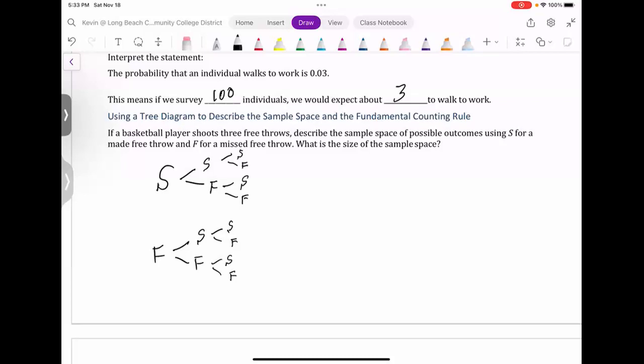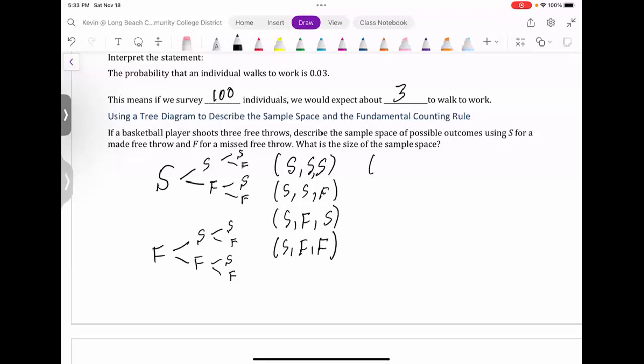And I'm going to write out the entire sample space. So S, S, S, success, success, success; success, success, failure; success, failure, success; and success, failure, failure. Next up, failure, success, success; failure, success, failure; failure, failure, success; and failure, failure, failure.